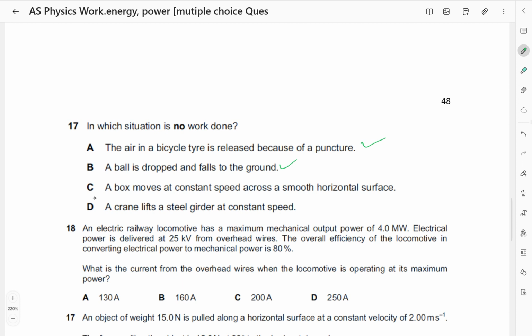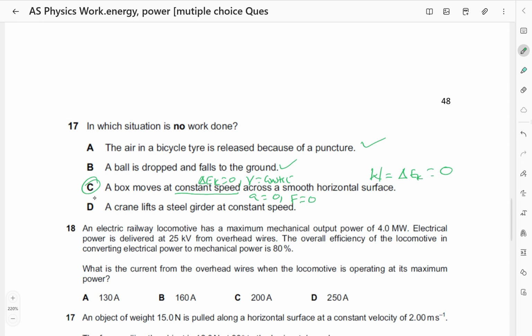A box moves at a constant speed, that means the change in kinetic energy is equal to 0, across a smooth surface. Because there is no change in kinetic energy, V is constant. This means acceleration is equal to 0. The resultant force is 0, so there is no work done. So the work done is equal to change in kinetic energy, which is going to be 0. So here there will be no work done. So the answer is going to be C.